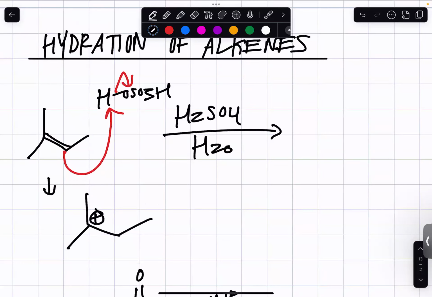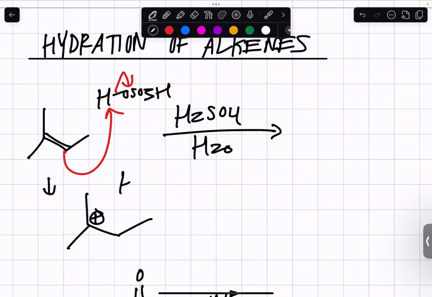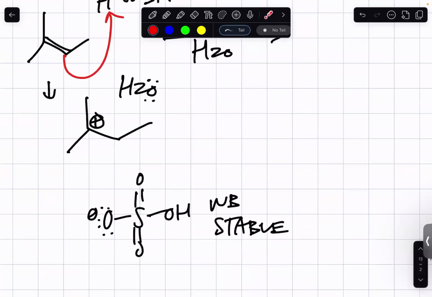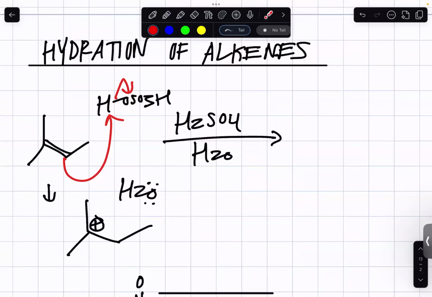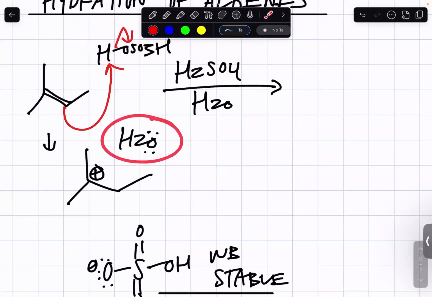But we do have another nucleophile floating around here, which is the water, right? What do you think is going to happen between the water and this carbocation here? What do you think is going to happen between the water molecule that has an oxygen with pairs of electrons and this carbocation intermediate here?